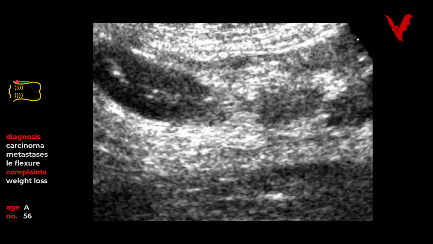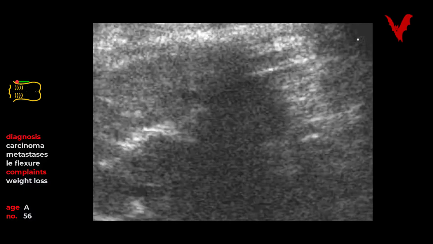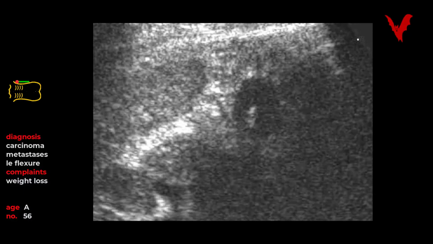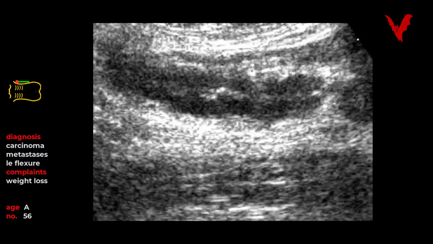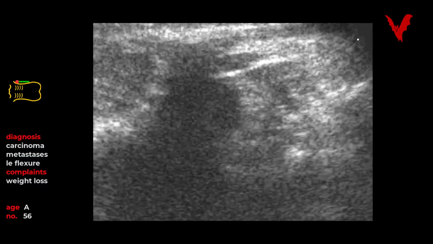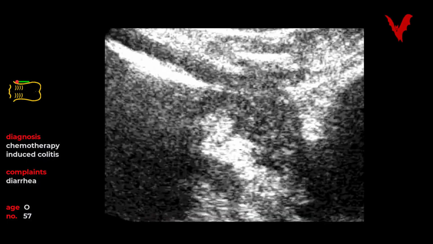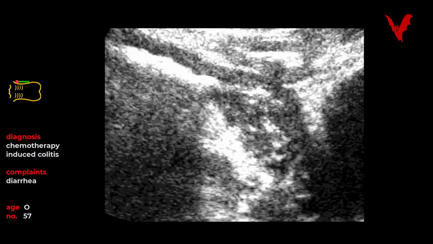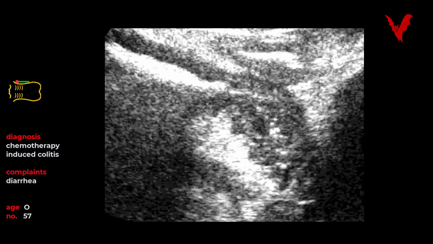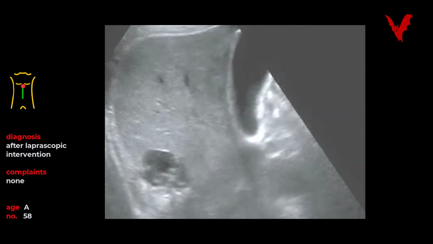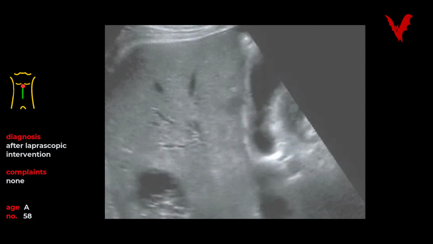This lady suffered from mammacarcinoma at the left flexure. The thickening of this area was either due to a metastasis or rather a malignancy of its own. This wall thickening in case figure 57 was due to chemotherapy. This focal lesion was observed after a laparoscopic procedure.